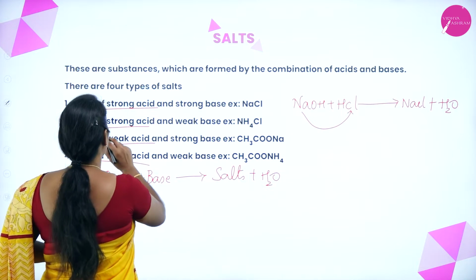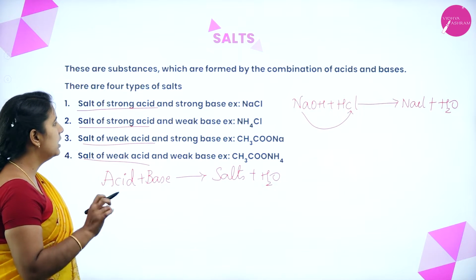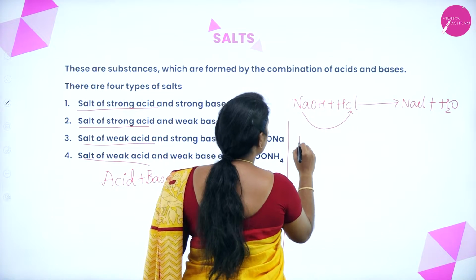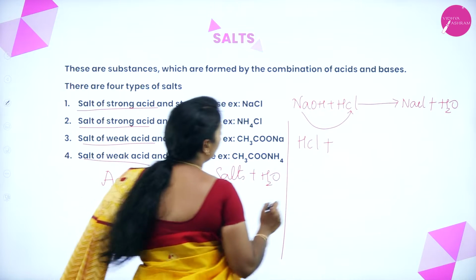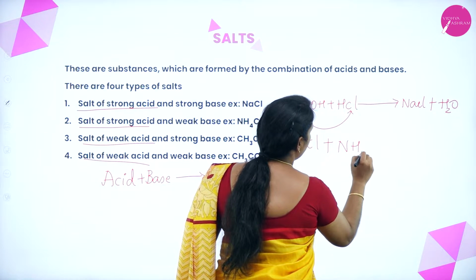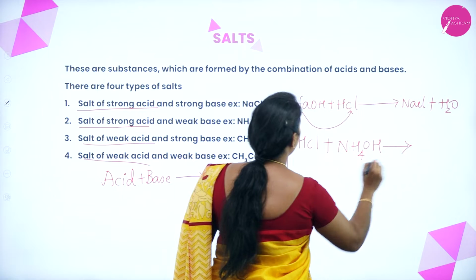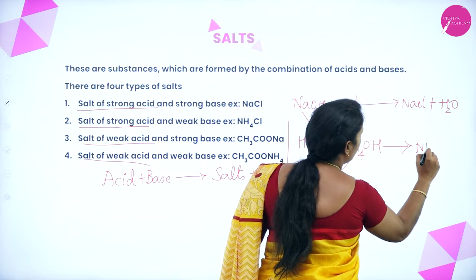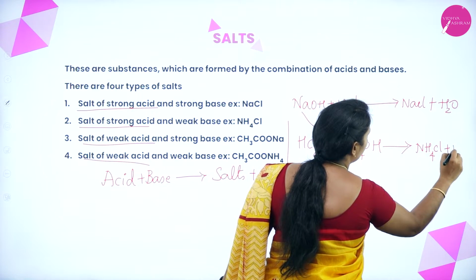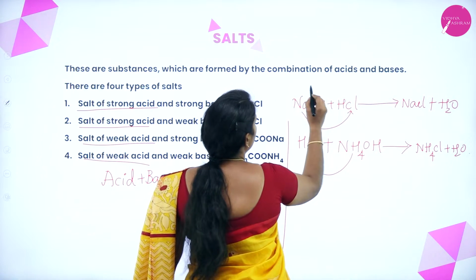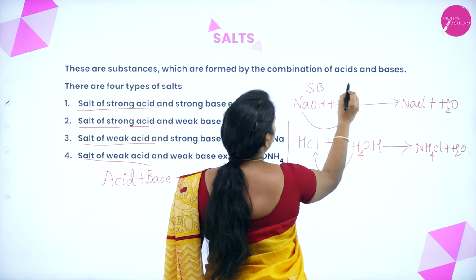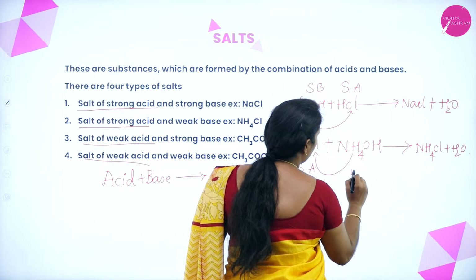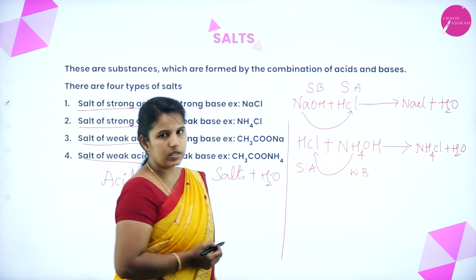We have one more example, the salts of strong acids with a weak base. I will take the example of strong acid as HCl and weak base as ammonium hydroxide. So what will be the product? The product will be: ammonia combines with Cl to form ammonium chloride, plus water will be released. This is a strong base with strong acid, and this is a strong acid with a weak base. Okay, you'll get the salts and water.